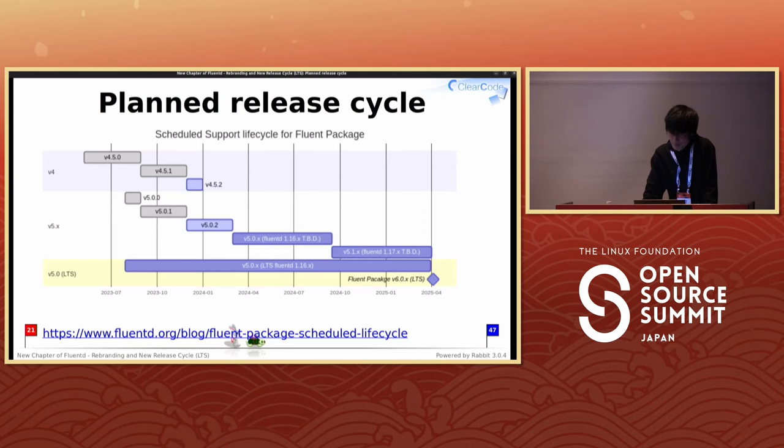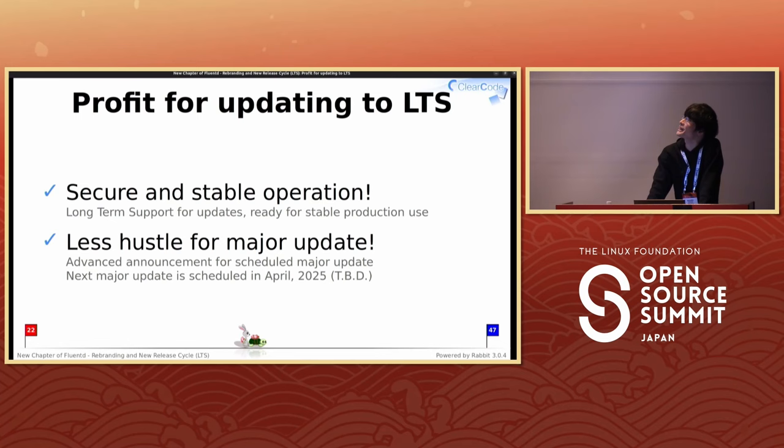So let's summarize the points of Fluentd package LTS. First, secure and stable operation, so you can easily continue updating. And second, less hassle for major updates. We announce the support lifecycle in advance, so it makes major updates more user-friendly. So users don't need to be hassled. We hassle instead.